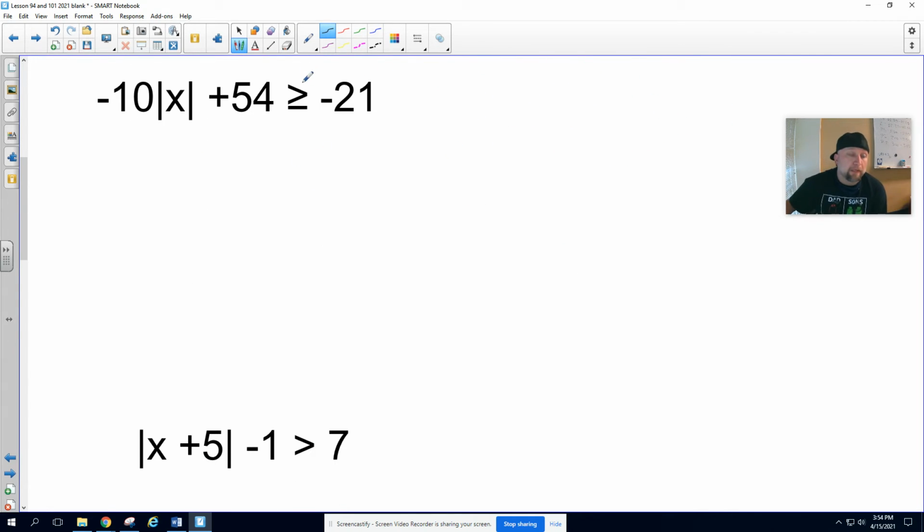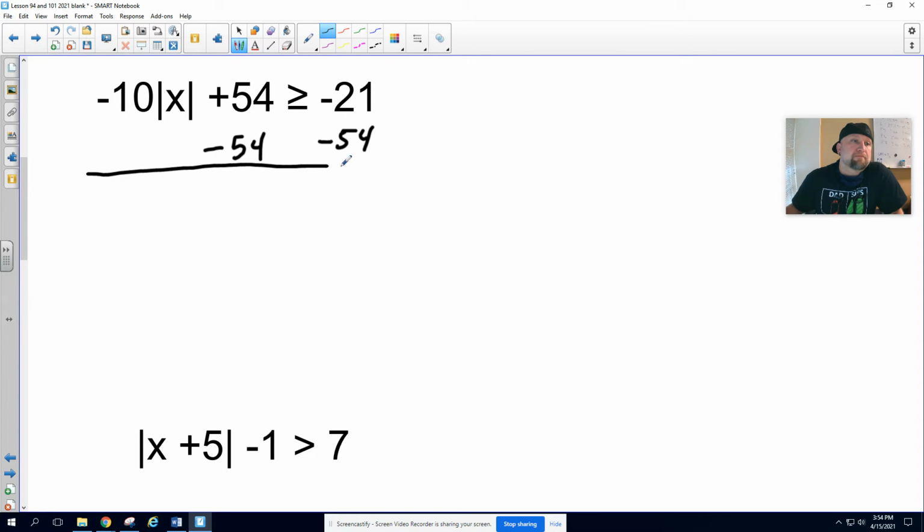So right here, we've got -10 times the absolute value of x plus 54 is greater than or equal to -21. One thing that I'm going to suggest, don't worry about the greater than or less than sign until we've isolated the absolute value. So we've got -54 on both sides, which gives us -10 times the absolute value of x is greater than or equal to -75. Divide both sides by -10.